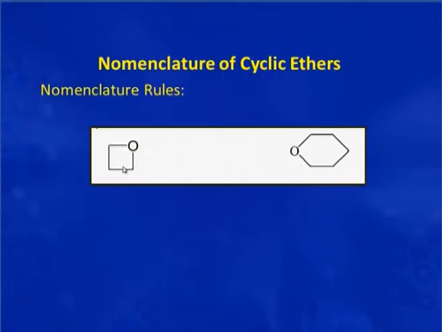In the nomenclature of cyclic ethers, the cyclic ethers are actually considered as heterocyclic molecules in which one of the atoms is oxygen. Here you can see that in this particular example we have a 4-membered ring having oxygen, and the name given to this molecule is oxacyclobutane. This molecule is a 6-membered heterocyclic ring having one of the atoms as oxygen, and the name given to this molecule is oxacyclohexane.